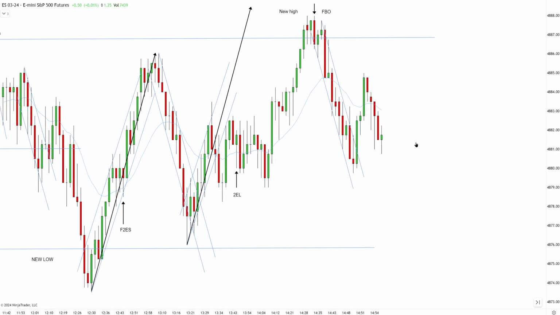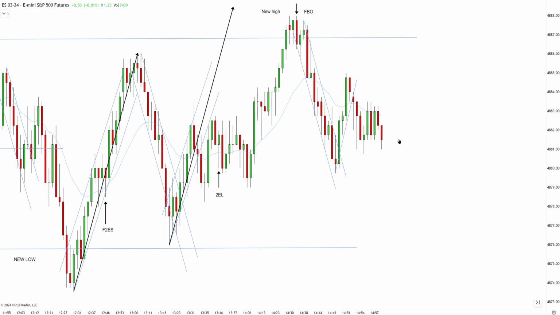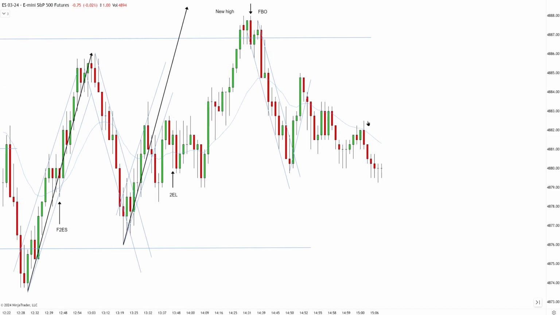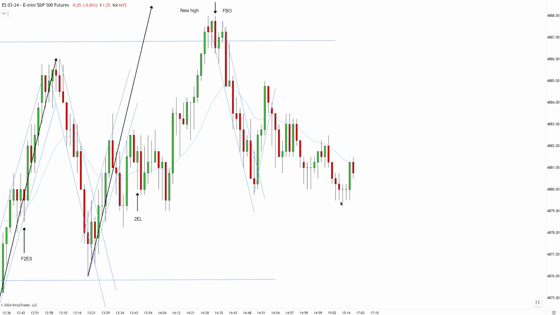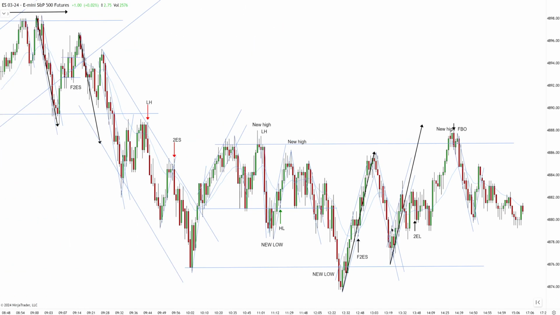Downtrend needs to get a new extreme. New low, first entry short. Second entry short, but right now it's getting way too late and the downtrend created a new extreme. So this is the overall structure for today.